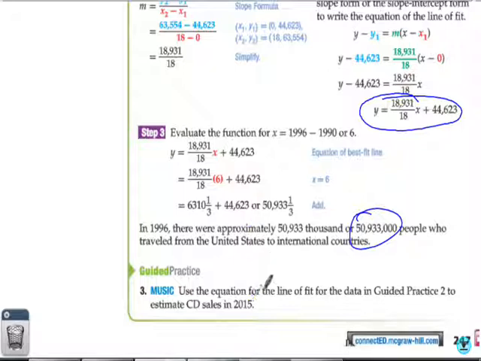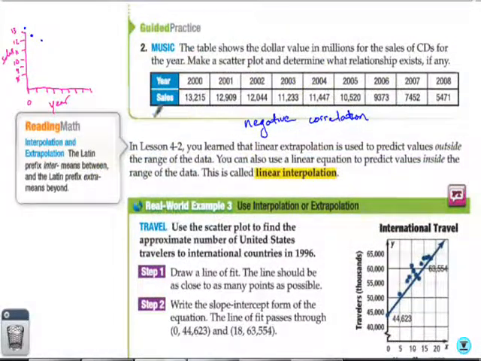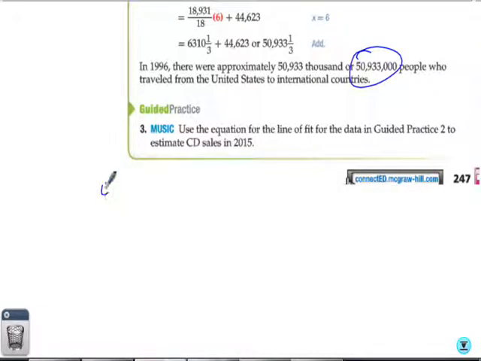Okay. Use the equation for the line of fit for the data in guided practice 2 to estimate CD sales in 2015. So you're going to go back to this graph for those of you that didn't make it. You're going to need to finish making it. And then we're going to take 2 of those points, and we're going to come up with a line of fit. So what I want you to do is try this on your own. You need 2 points from that line, and come up with your equation. And then using that equation, you're going to have to estimate the sales in 2015.